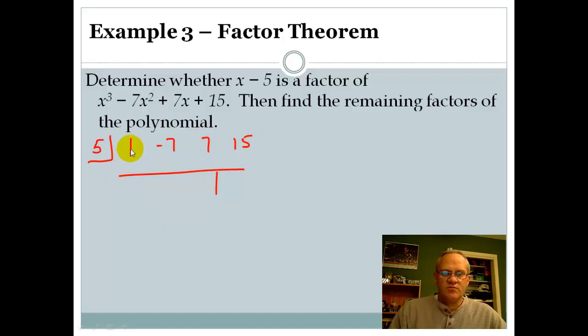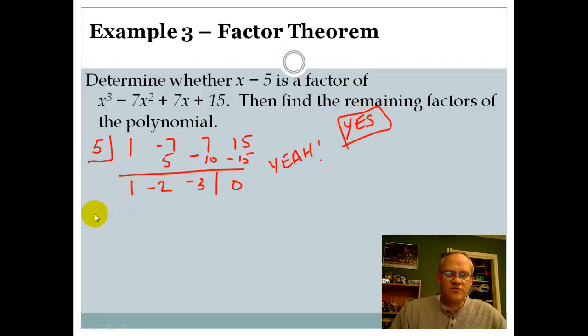Okay, bring the 1 down. 1 times 5 is 5. Negative 7 plus 5 is negative 2. Negative 2 times 5 is negative 10. Add those, you get a negative 3. And negative 3 times 5 is negative 15. 0 remainder, yay! So that means this is a factor. So yes, this is a factor.